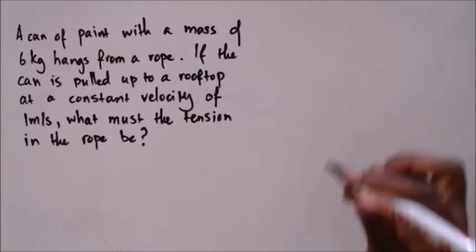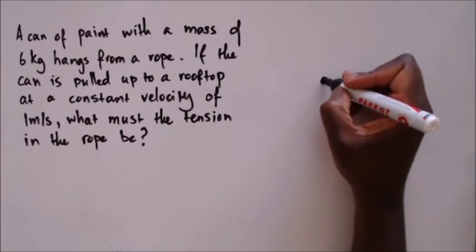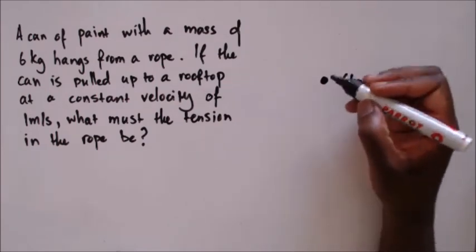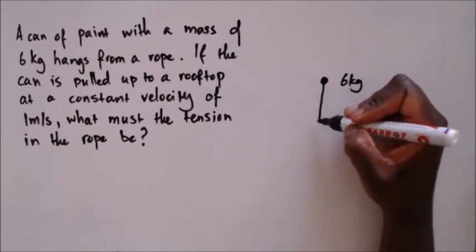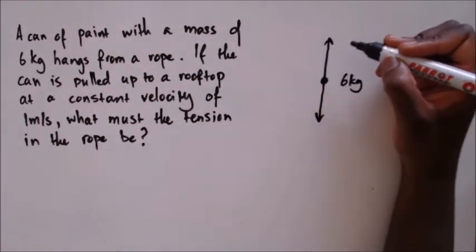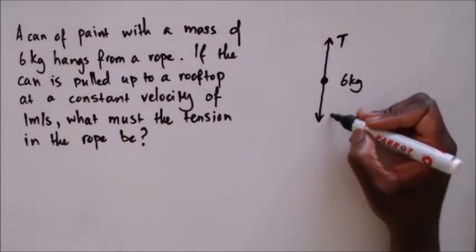And that free body diagram would be as follows. So we've got a can there, and it has got a mass of 6 kgs, and it has got a weight. And there's a tension, which is the upward force. So that's the tension, and that's the weight.